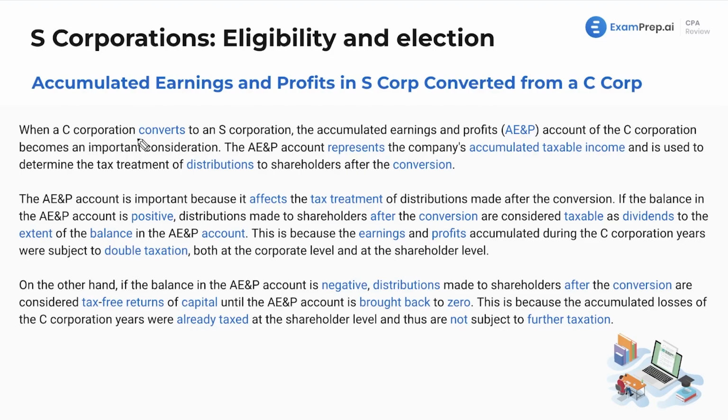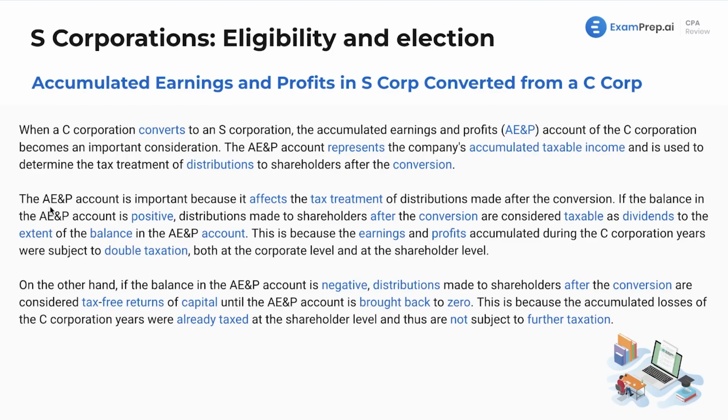Now, when a C corporation converts to an S-Corp, the accumulated earnings and profits account of the C-Corp becomes an important consideration. This AE and P, these acronyms, I'm losing my mind with them. I hope you're not as well, but you kind of see these here. It represents the company's accumulated taxable income, and it's used to determine the tax treatment of distributions to shareholders after the conversion. So this is quite similar to what we talked about with the AAA, just dealing with different terminology. I don't want you to see any terminology on the exam and not know what's going on.